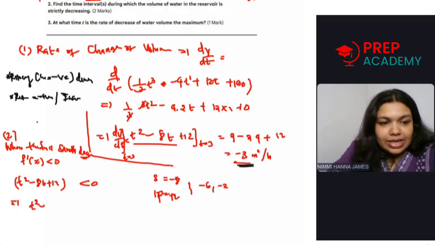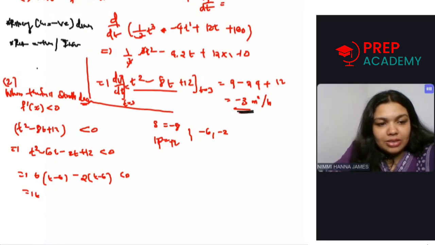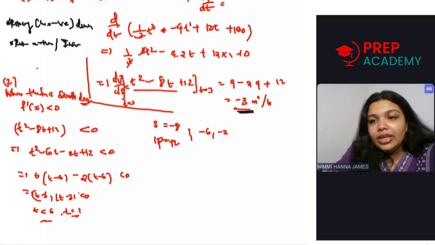So t square minus 6t minus 2t plus 12 is less than 0. Taking t common from here, we get t minus 6, and taking minus 2 common from here, we get t minus 6 is less than 0. That is, t minus 6 into t minus 2 is less than 0. So t is less than 6 and t less than 2. So the critical points here are 6 and 2.